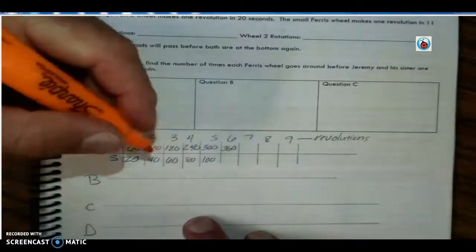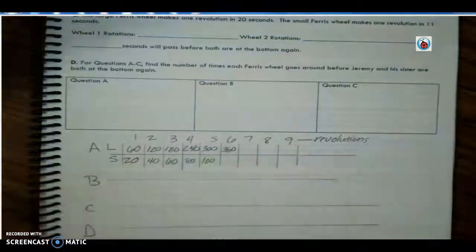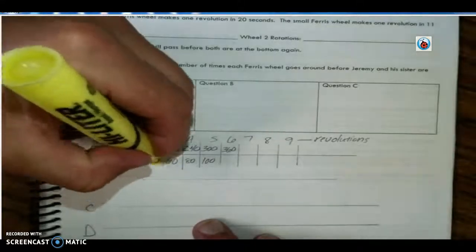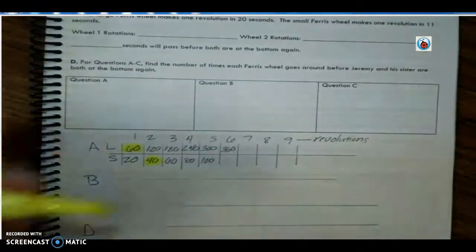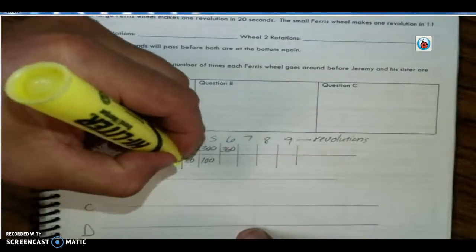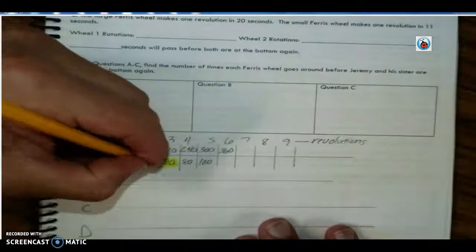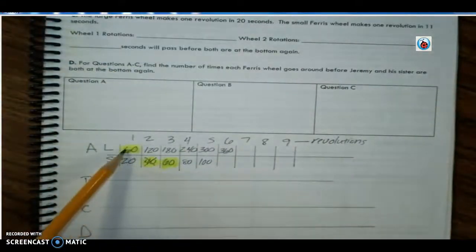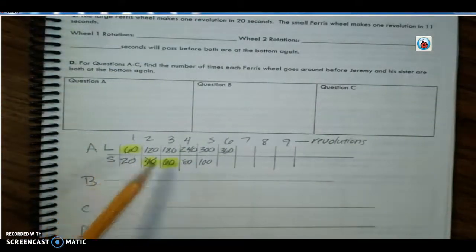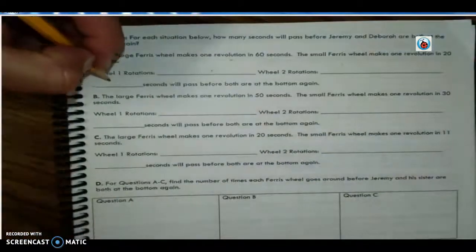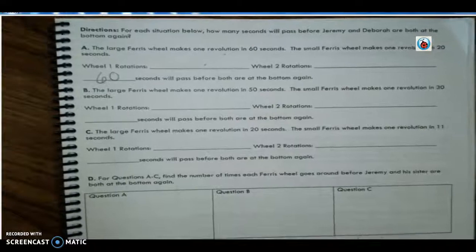And we can highlight our numbers. Let's use the 60 seconds. And each one's, oh my god, I just did 40. Can you please not do 40? Not 40. Let me cross that out. Okay, and so the big one goes around at 60 seconds. So that's the first thing we're going to add in here. It takes 60 seconds for them to go around until they're at the bottom together.